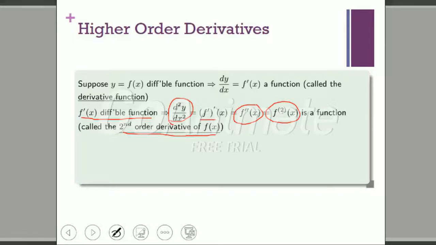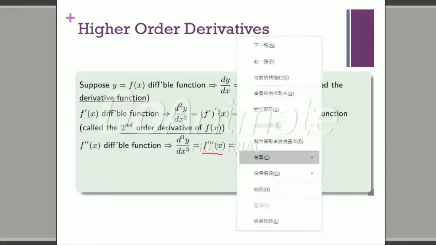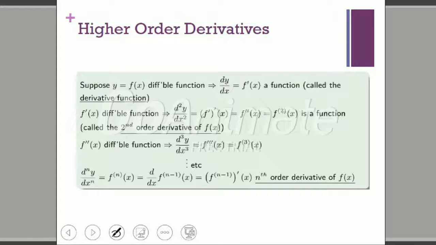If the second derivative function is differentiable, then you can differentiate that function and get a third derivative. So the third derivative is denoted by f triple prime of x, or f superscript 3 of x, or just d cubed y over dx cubed. So in general, you can go on and on, and you can have the nth derivative of a function if it's n times differentiable. And we call the nth derivative of f the nth order derivative of f.